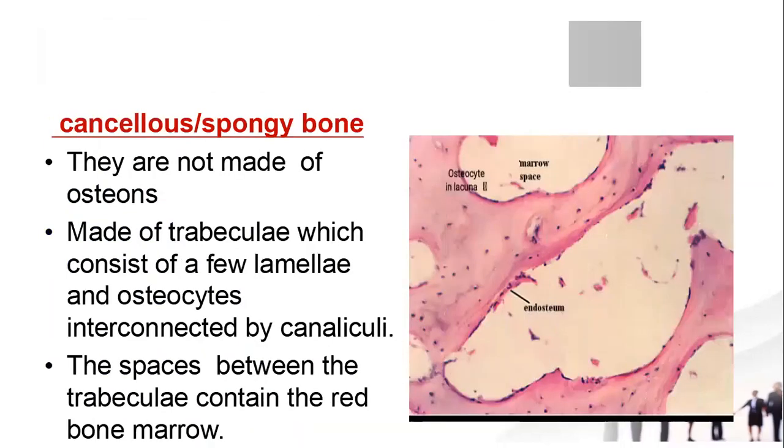We'll move ahead to the microscopic structure of cancellous or spongy bone. Spongy bone is not made of osteons, those tube-shaped canals. It is made of trabeculae, which consist of a few lamellae and osteocytes interconnected by canaliculi. The spaces between the trabeculae contain the red bone marrow.